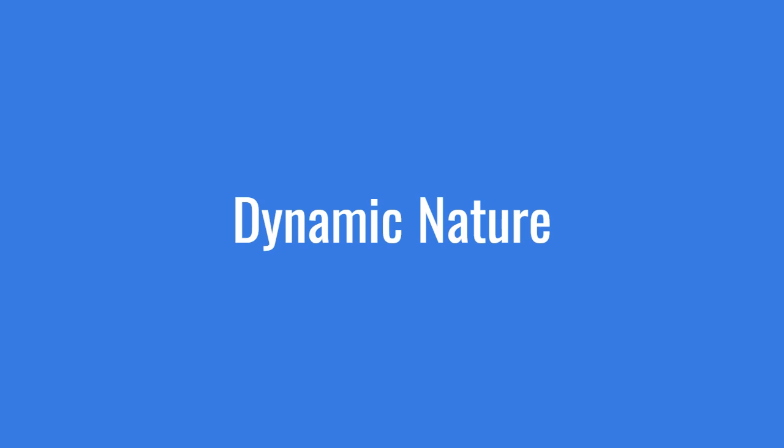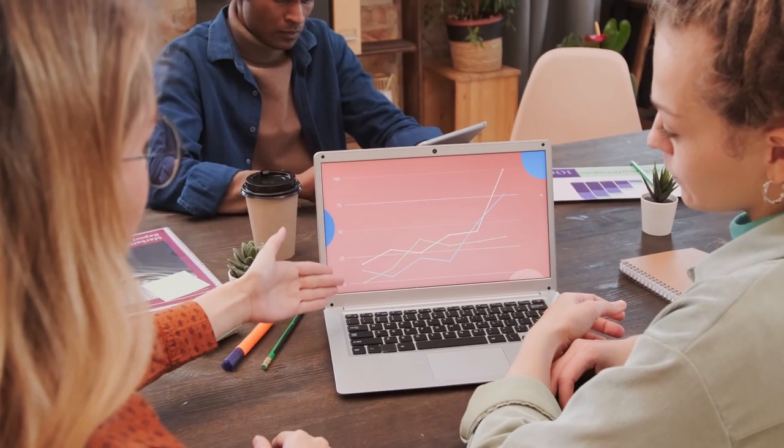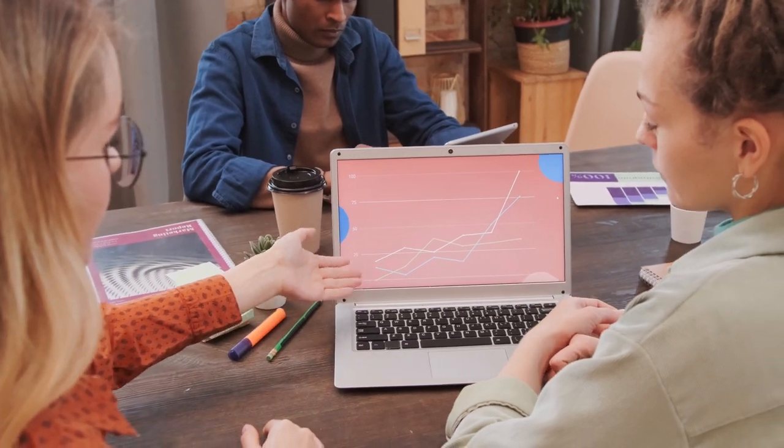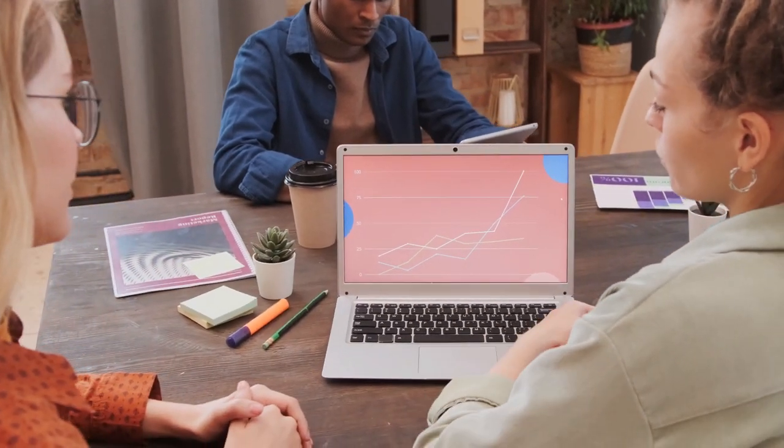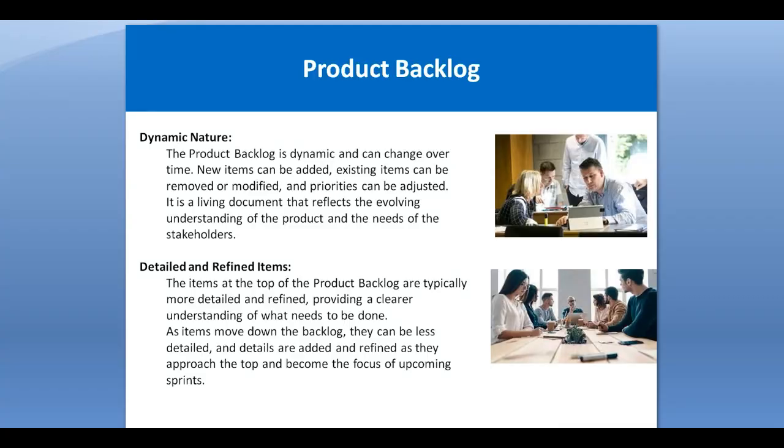Dynamic nature. Product backlog is dynamic in nature, that means it changes with time. For example, at the start 5 things were required, but after 1 month things changed and the requirements also changed. So new items can be added, existing items can be removed, modified, or changed, and priorities can be adjusted as per customer needs and market conditions.